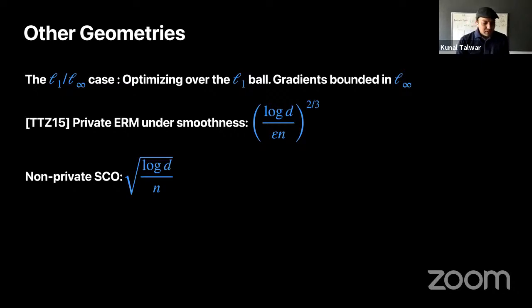Okay, so let me then say a little bit about some other geometries. Mostly I'll be talking about what's known as the LASSO setting, or the L1 L infinity case, where I'm optimizing over an L1 ball rather than the L2 ball. And it turns out if you're optimizing over the L1 ball, you only need to assume gradients being bounded in L infinity.